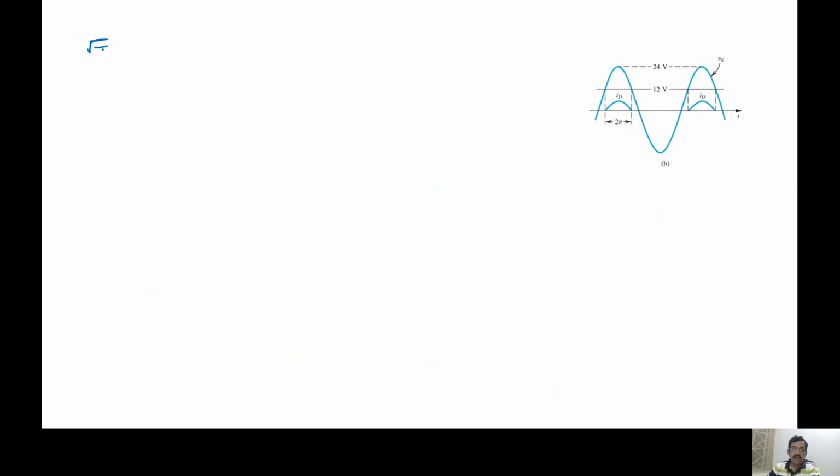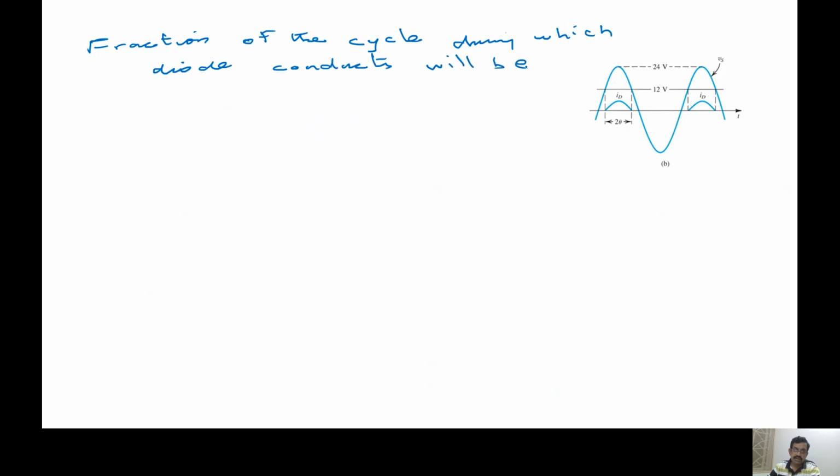So the fraction of the cycle during which the diode conducts will be 120 divided by 360, which means 1/3. So the diode is conducting only in 1/3 of the entire cycle. That is the fraction. So first question answered.